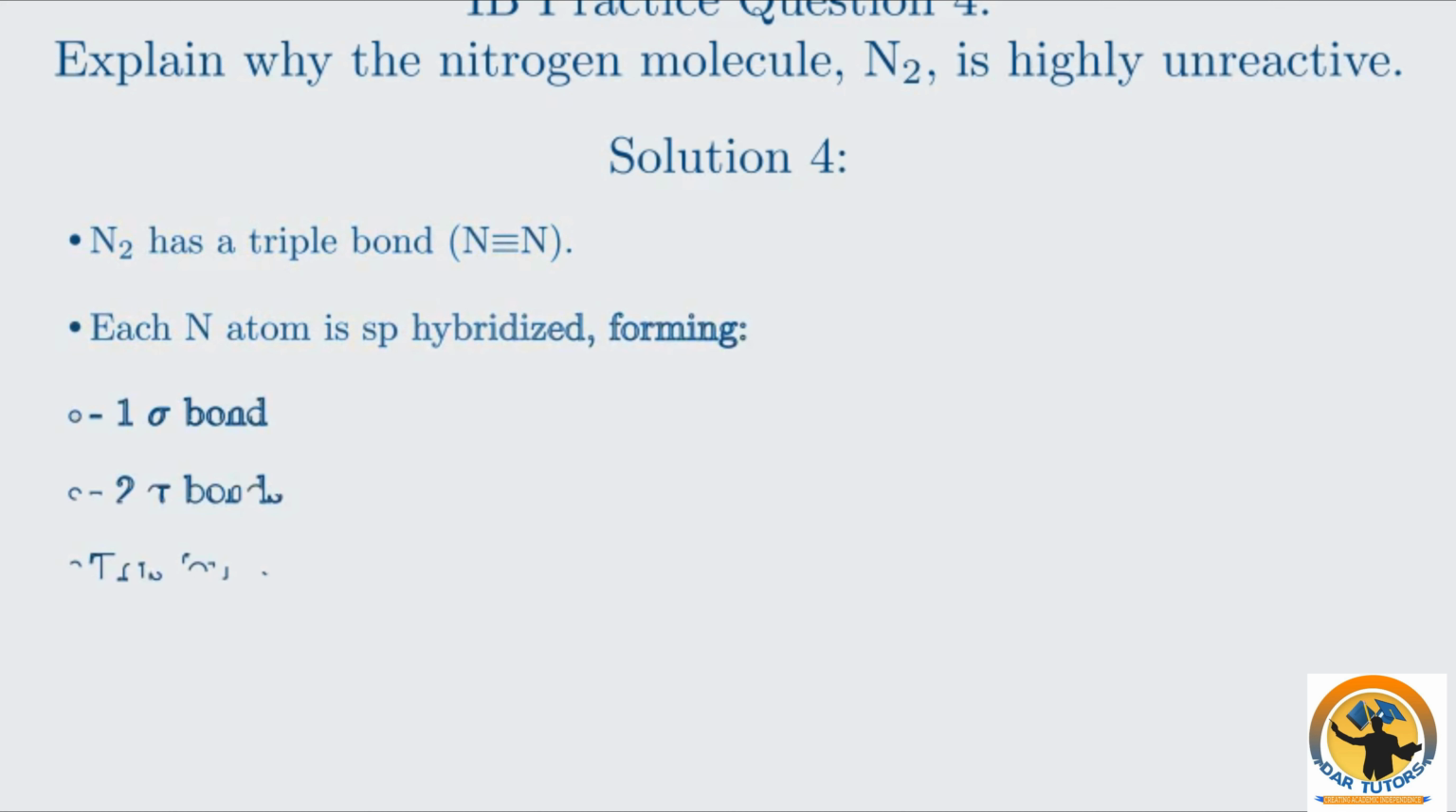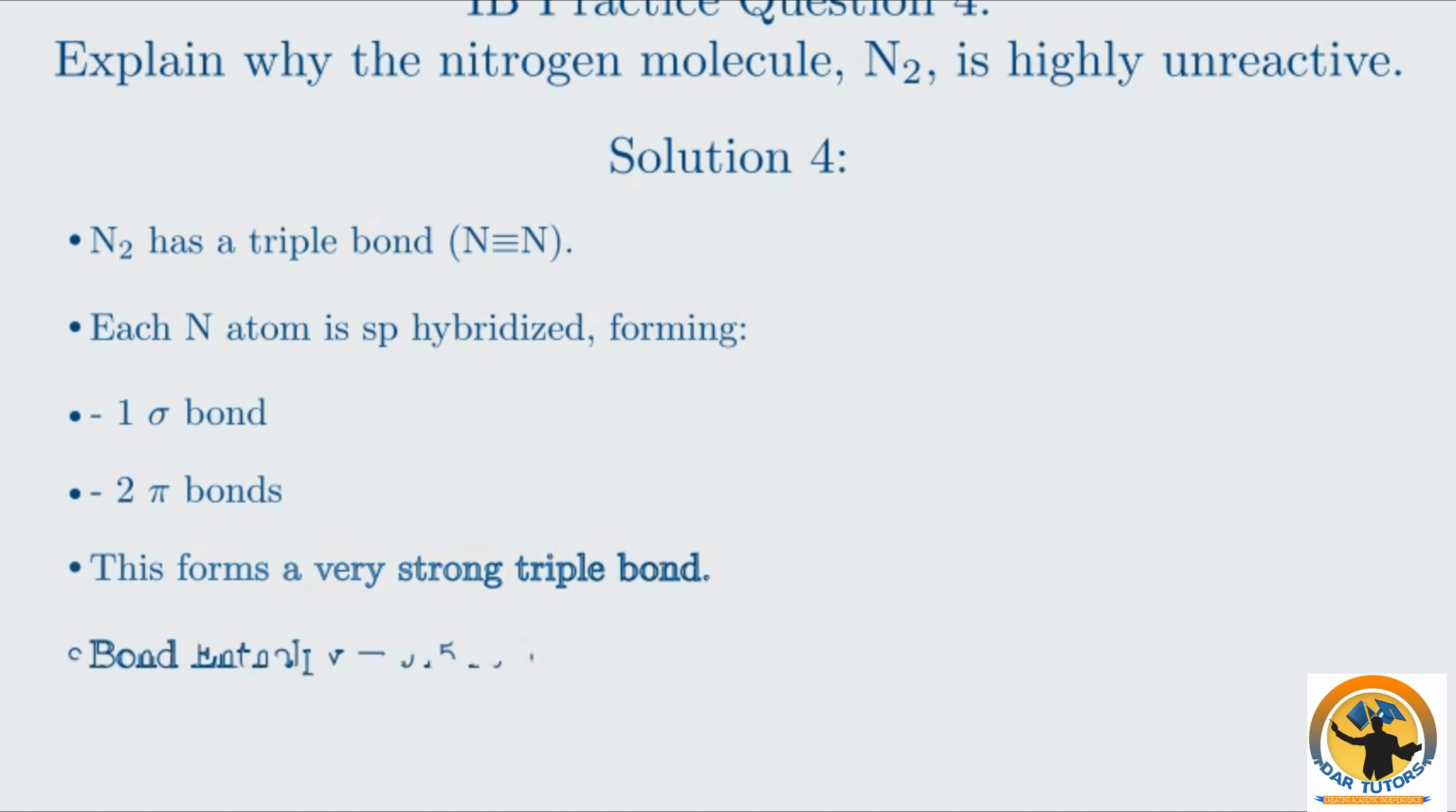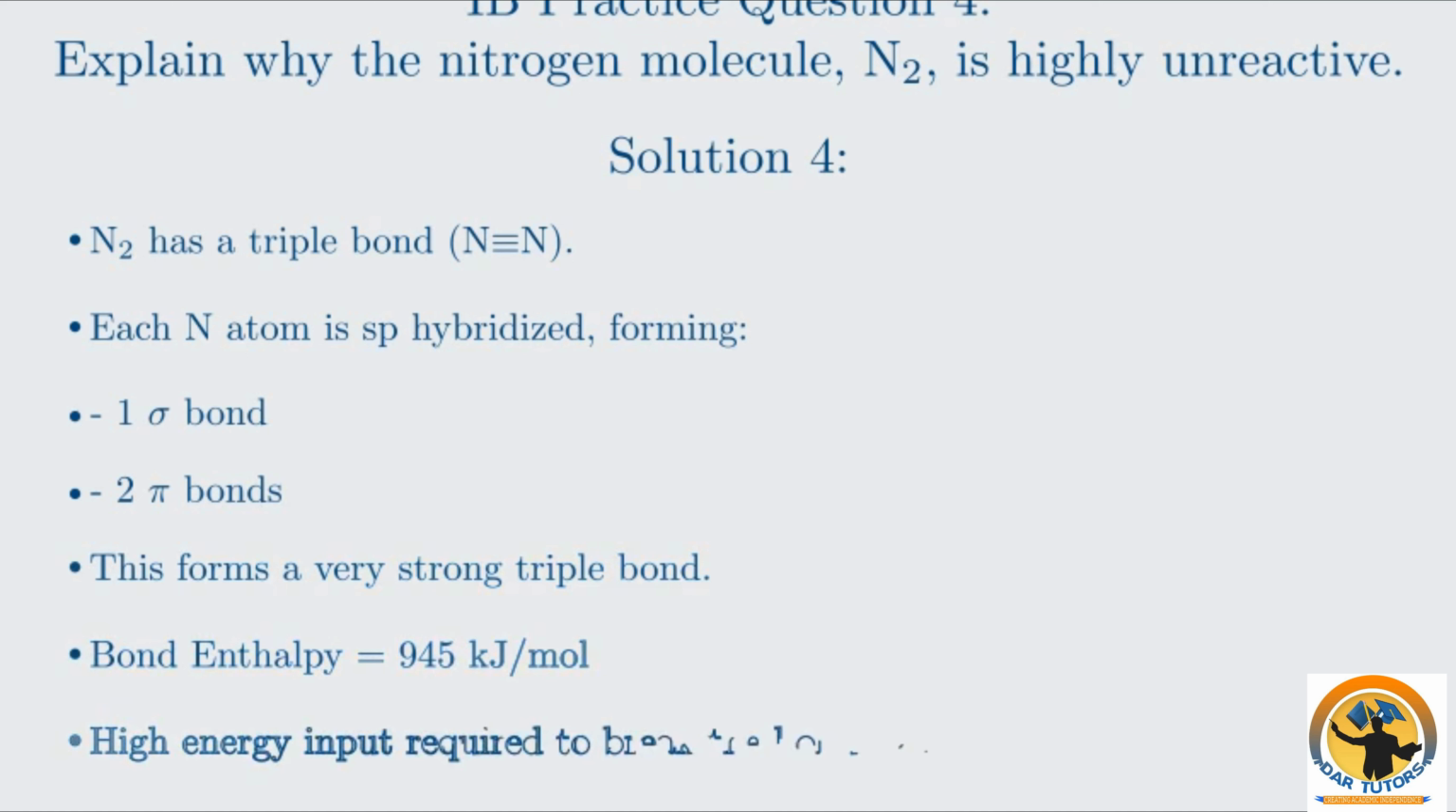It forms 1 sigma bond along the internuclear axis and 2 pi bonds from the sideways overlap of the 2 unhybridized p orbitals. This results in a very strong bond, with a high bond enthalpy of 945 kilojoules per mole. The large amount of energy required to break this bond makes the nitrogen molecule very stable and unreactive.